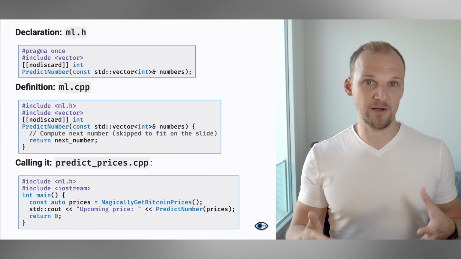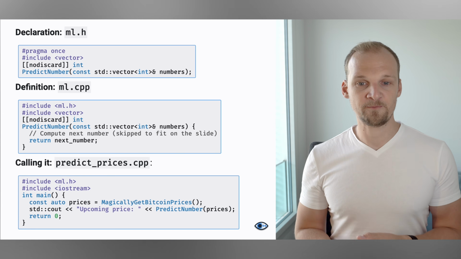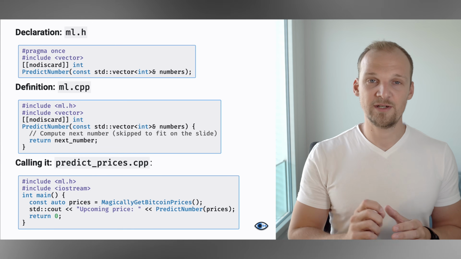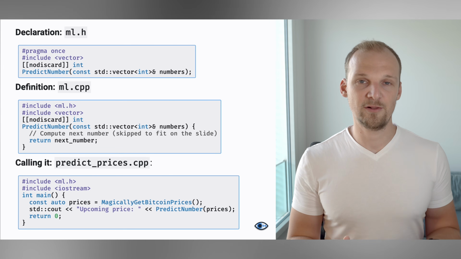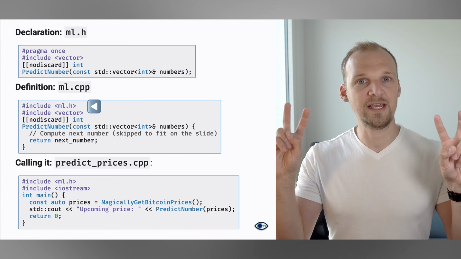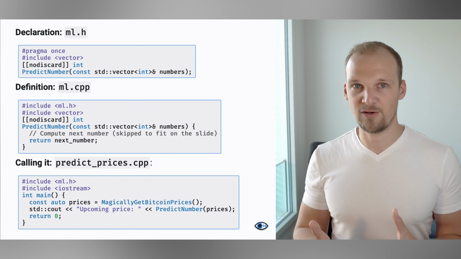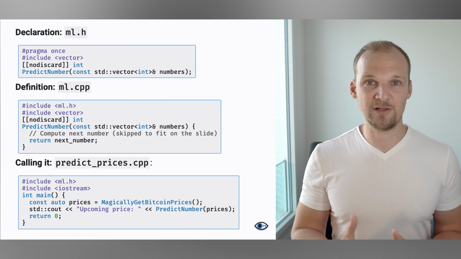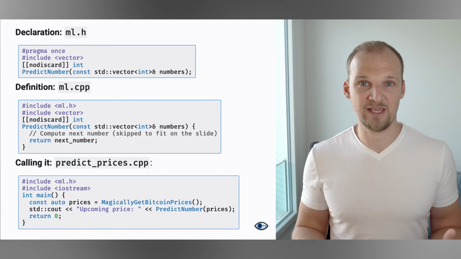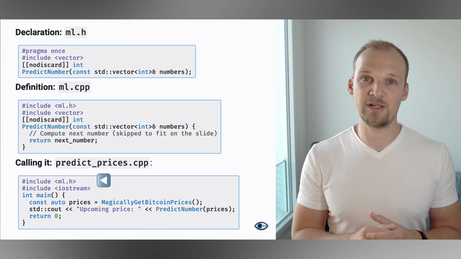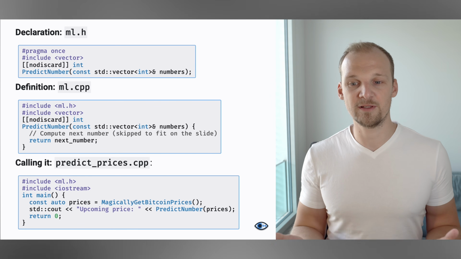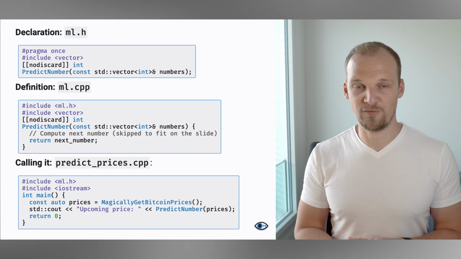The somewhere where it actually lives is in the CPP file. So the CPP file we now create, called ml.cpp, and here we actually put the implementation of our function. And the main part to note here is that we actually include the ml.h, because we want it to be, well, somehow connected to the declaration of the function that we have in the ml.h. And just as a refresher, the predict prices binary will look exactly the same as it looked before. It still includes the ml.h and knows nothing about the ml.cpp. And it still calls the same predict number function from before.